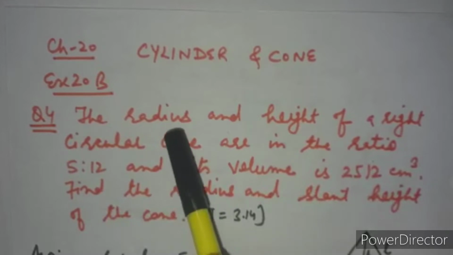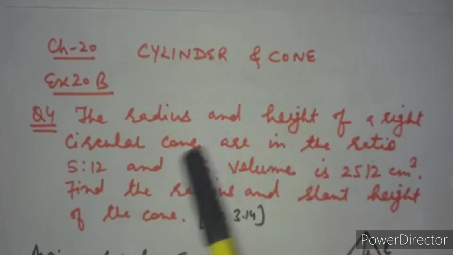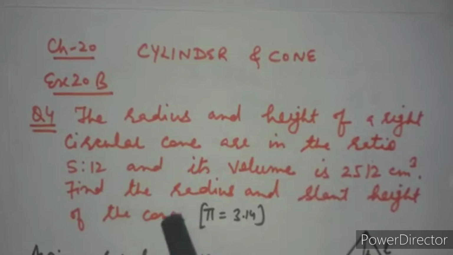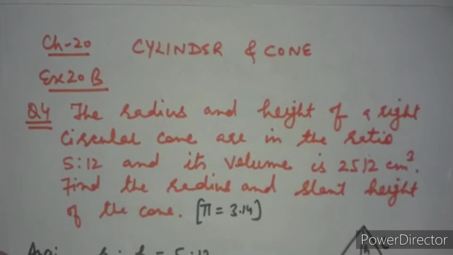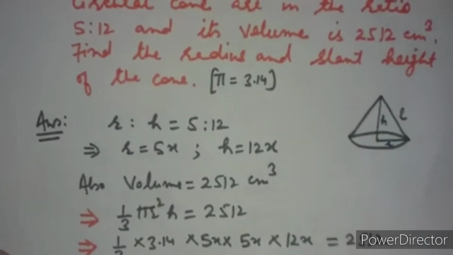Okay. With the help of the ratio between the radius and height and the volume, we are going to find the radius and the slant height. And it is specifically mentioned in the question, we have to use the value of pi to be 3.14. If specifically mentioned, we are going to use this value. Otherwise, we can put this also, or we can put 22/7 also. Right? Now, let us see the solution part.